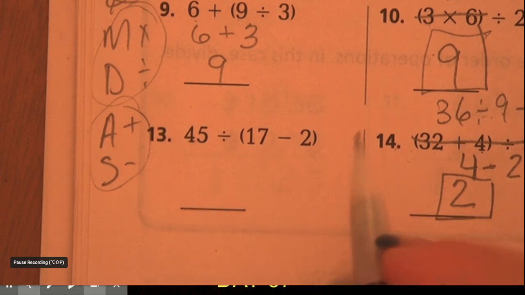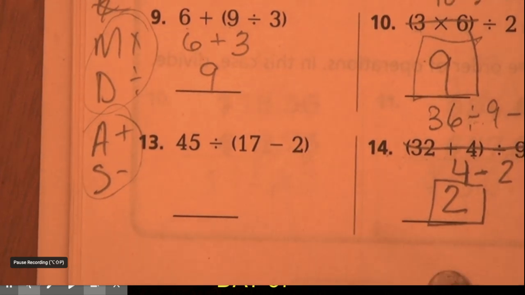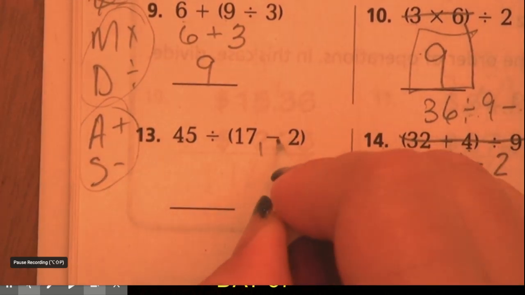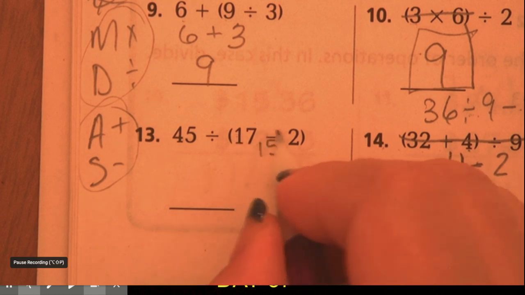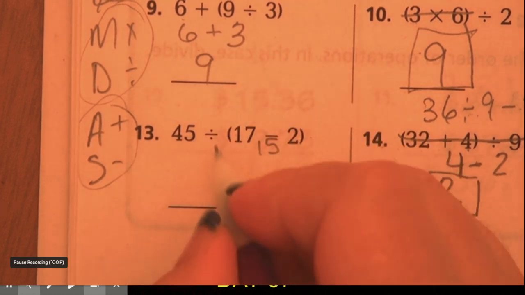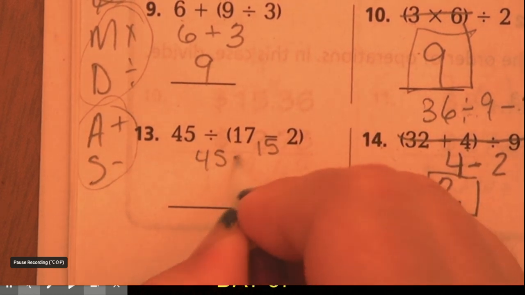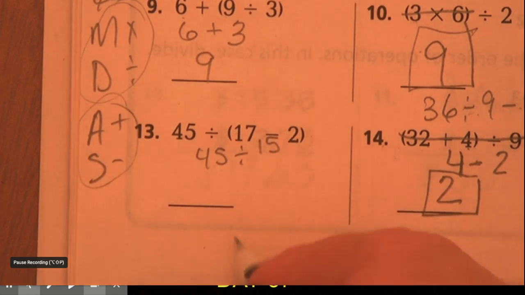Going on to number 13. I see parentheses. Always do parentheses first, and that's going to be a 15. 17 minus 2 is 15. Now we have 45 divided by 15.